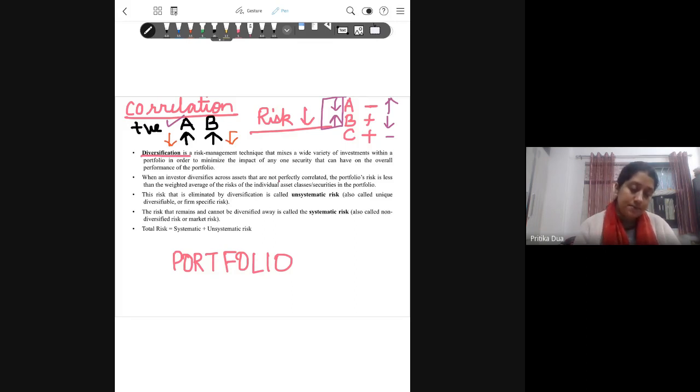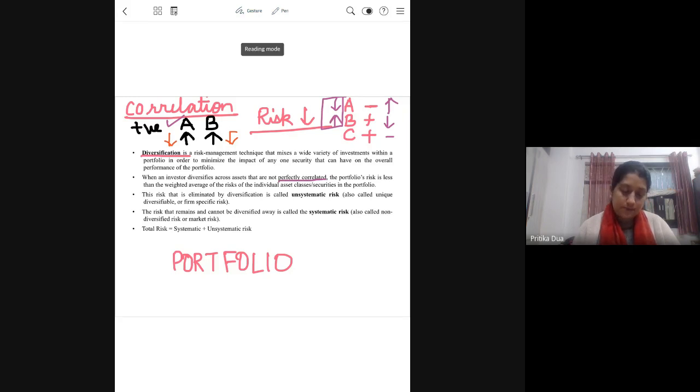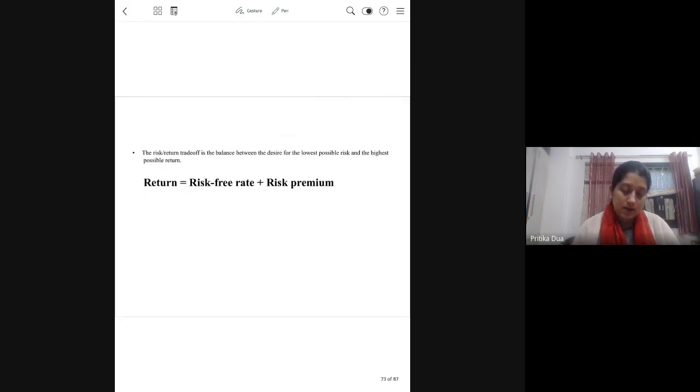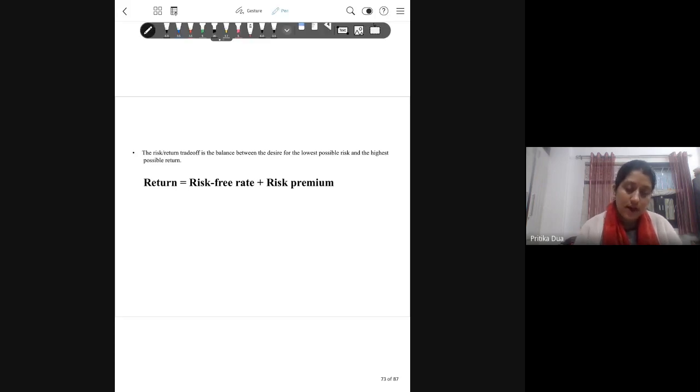So, moving ahead, return, as I told you, is the gain or loss that you are making on investment, and return is always risk free rate plus risk premium.